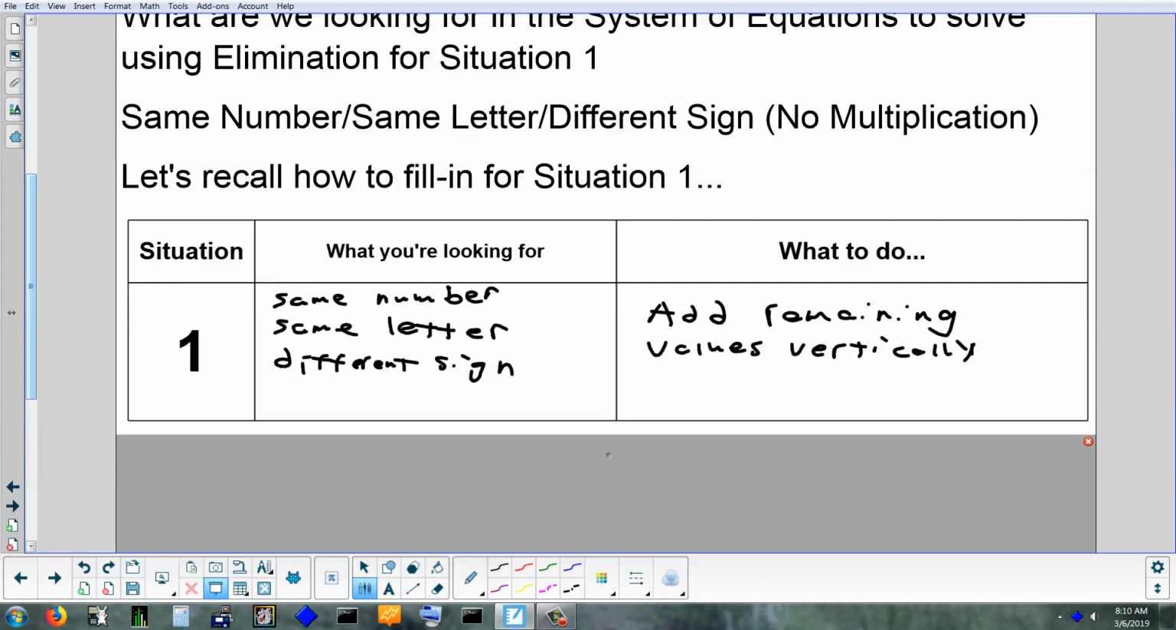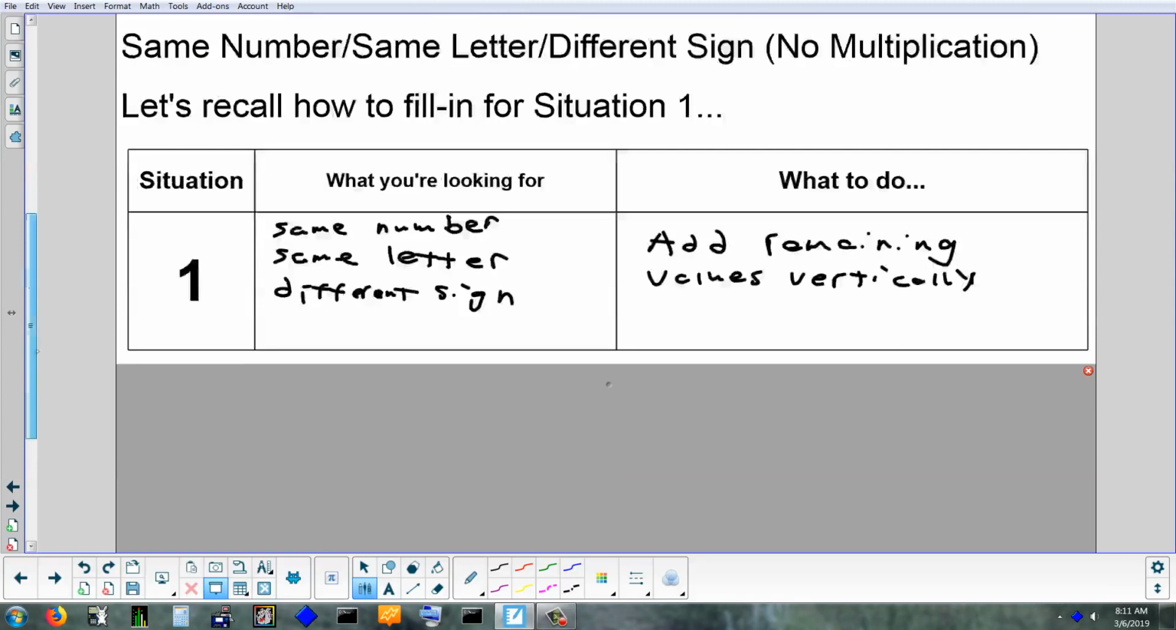Now, when you do that, what happens? One of 2 things is going to happen. When you add the remaining values vertically, what happens? You get like a number variable equals a number that you want. Right, one of the variables is gone. So either the x variable gets eliminated or the y value gets eliminated. One of the 2. Now, if both of them got eliminated at the same time, that would be kind of like a special case. Not sure we're going to get into that. Usually it's just going to be 1.